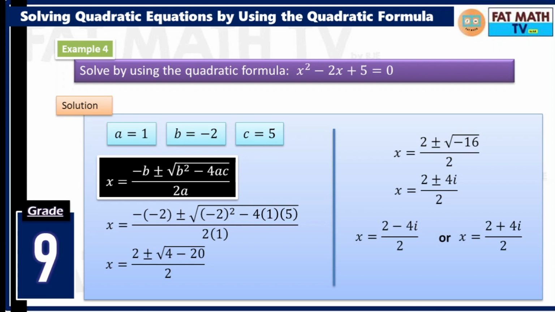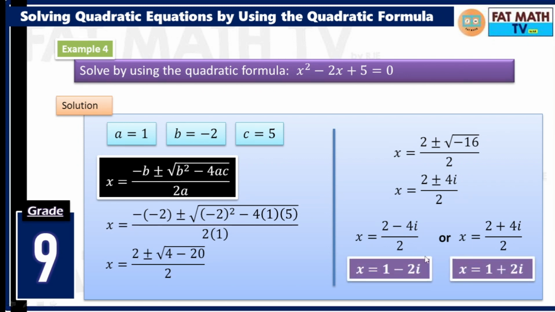Split that into 2. You will have 2 minus 4i over 2, or 2 plus 4i over 2. And then divide both 2 and negative 4i by 2. You will get 1 minus 2i, and for the second one, 1 plus 2i. So these are the complex solutions to this quadratic equation. But from here, as you can see, you already have a square root of a negative number. You can conclude that this quadratic equation has no real solutions.